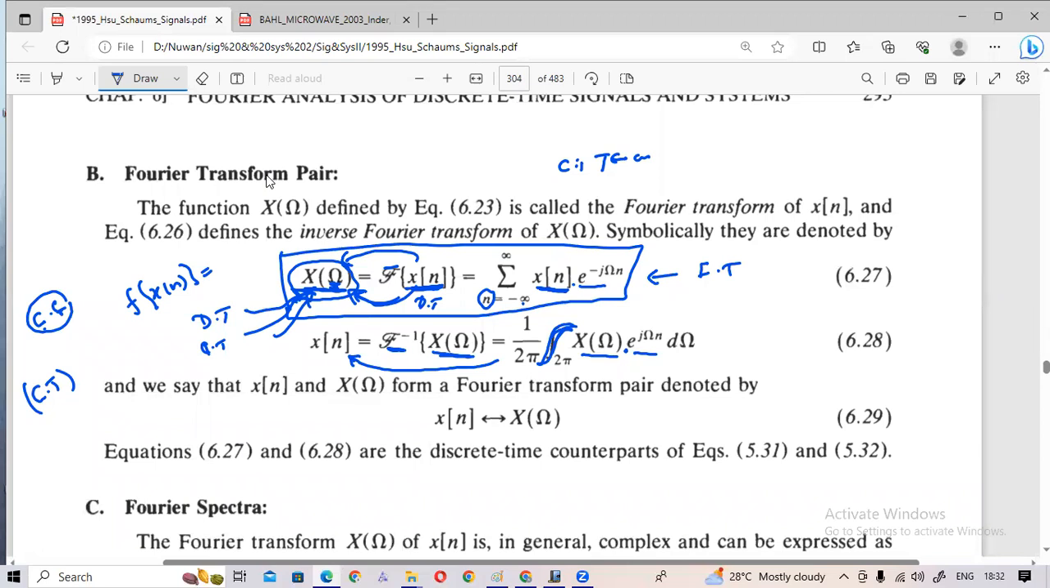So anyway, this X omega is not discrete. This omega is not a discrete value. It is a continuous value. Okay. This omega is a continuous value. So you have to do the integration. Okay. Did you get it?